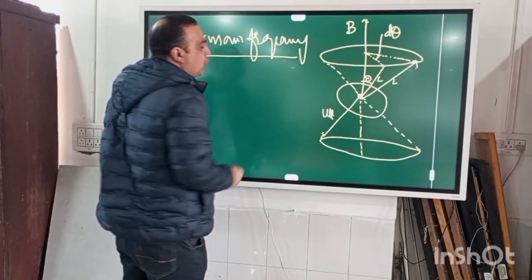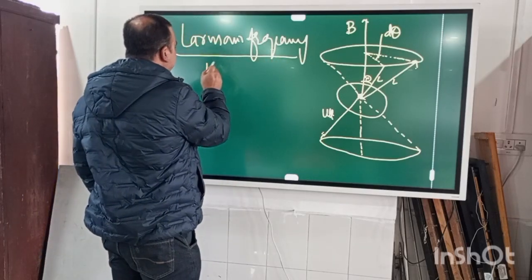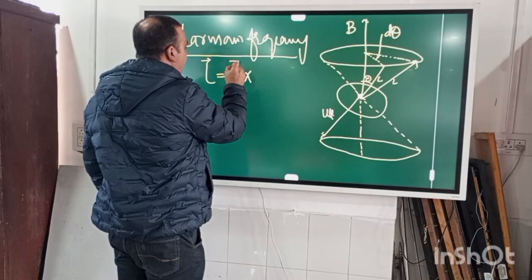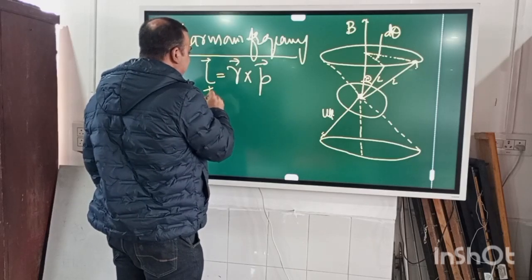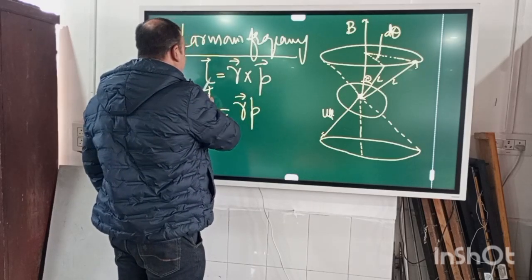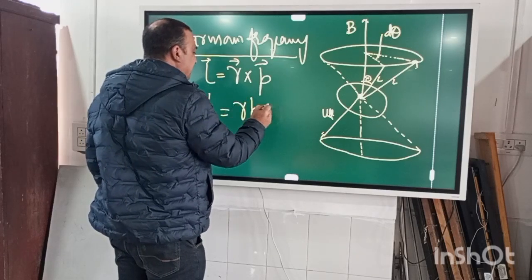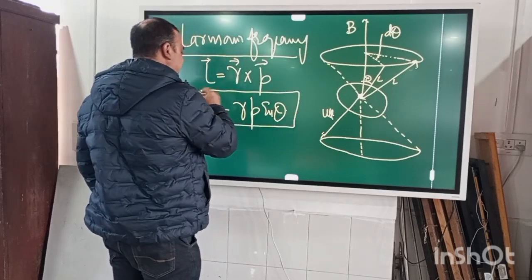And in doing so, I can define the angular momentum as the cross product of r and momentum p. If I write down the magnitude of angular momentum, this will be r p sine theta. So this is my angular momentum.